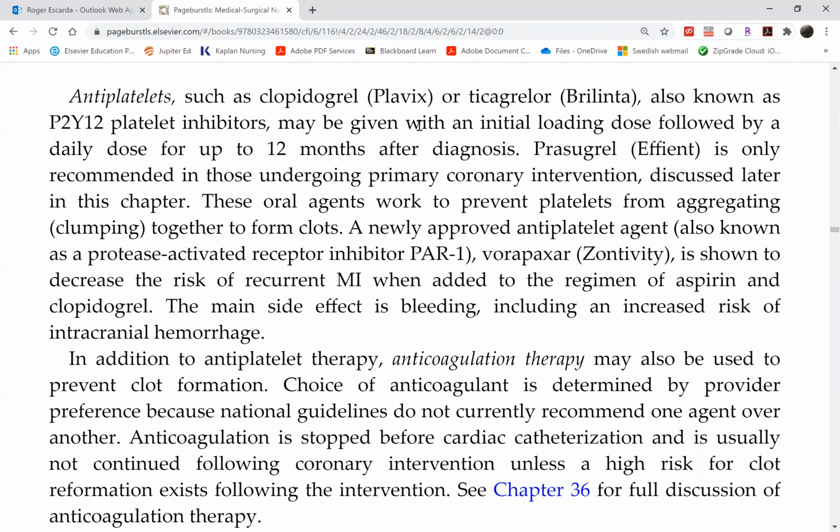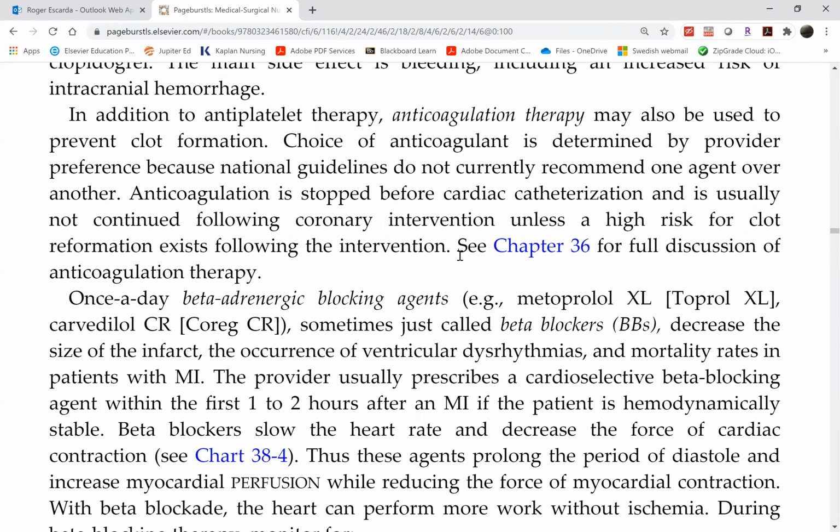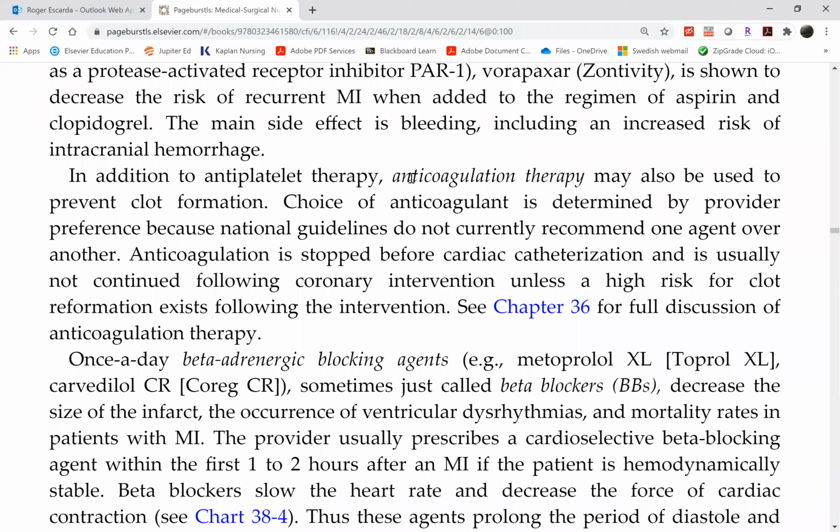Platelets, nothing new to you. You gave this also to a stroke patient on discharge. As far as anticoagulation therapy, this is achieved again by the heparin. This is started before the patient gets to the cath lab. Then we just stop it because it has a short half-life. So we stop it approximately an hour before, and then we resume it after the procedure.